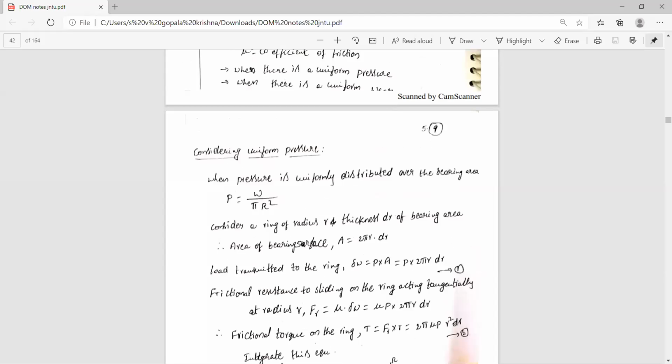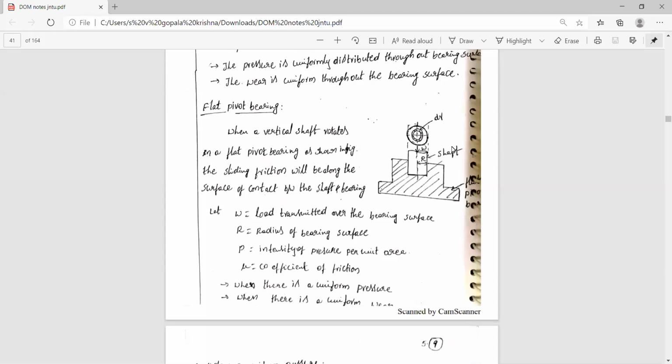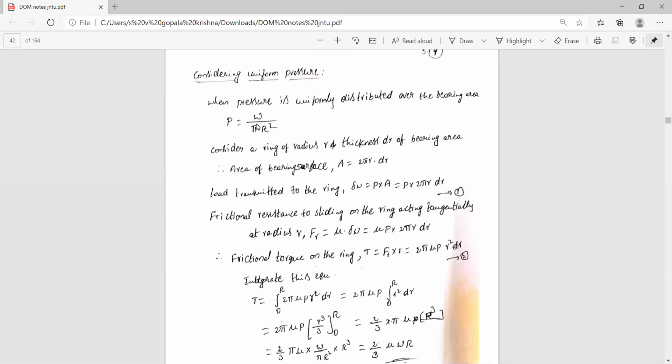So now all of you observe that when pressure is uniformly distributed over the bearing area, how much is the pressure? Pressure equals load by area. The load is W, and the area is the shaft area, which is pi R square. So W by pi R square is the pressure, uniformly distributed over the bearing surface.